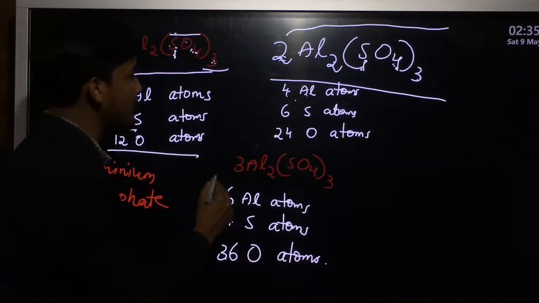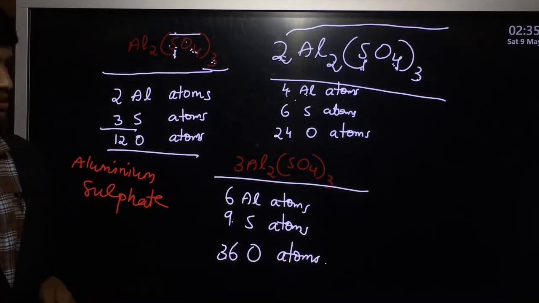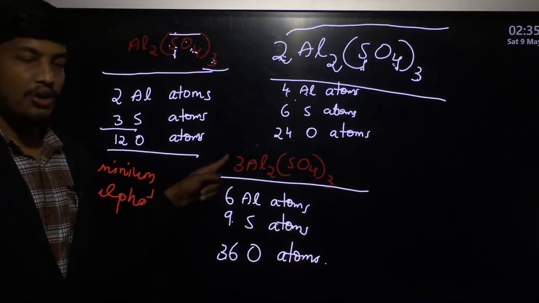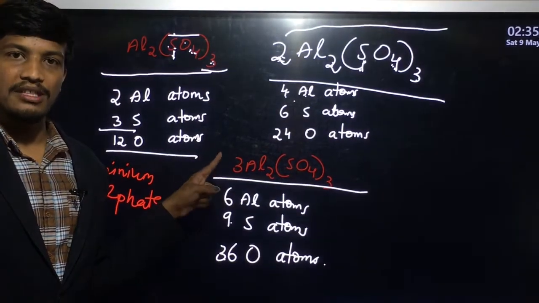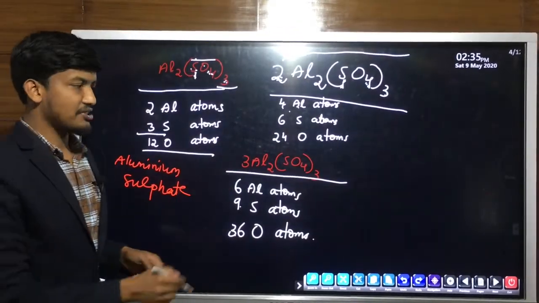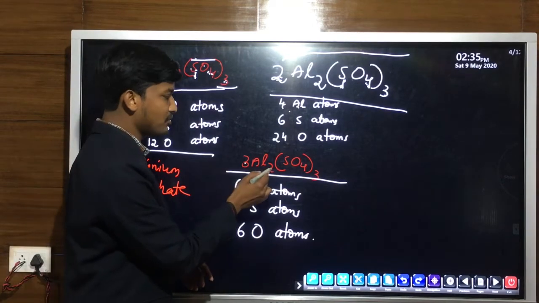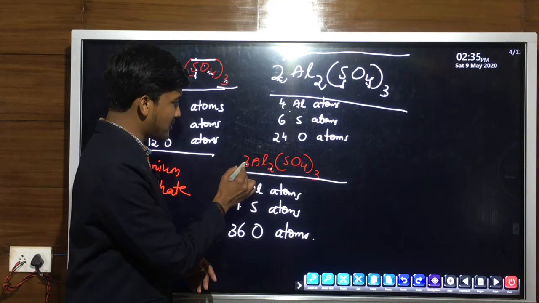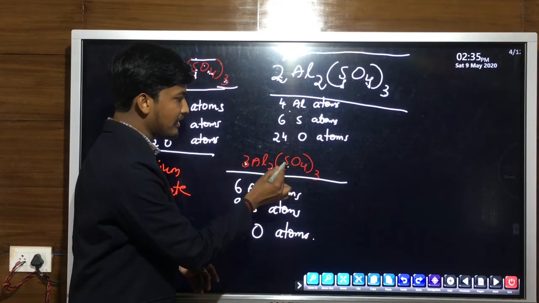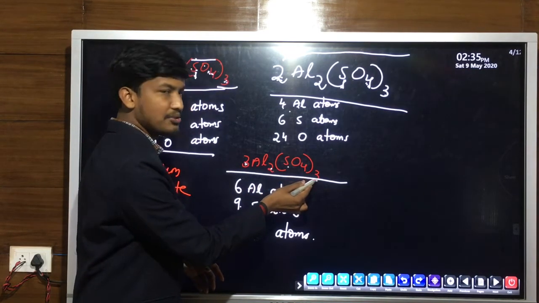Now the next one, 3Al2(SO4)3, thrice. The coefficient is 3. So we will multiply the number of each atom by the coefficient 3. So the number of aluminum atoms will be 3 into 2, 6 aluminum atoms, 6 Al atoms. Number of sulfur atoms: 3 into 1 is 3, then 3 into 3 is 9.